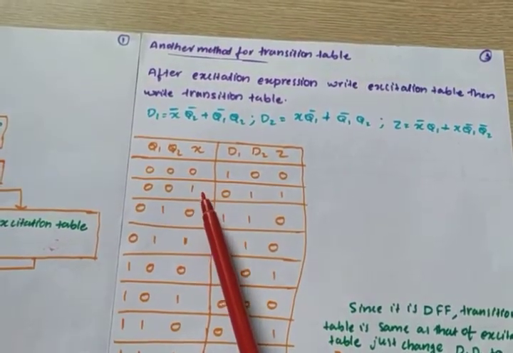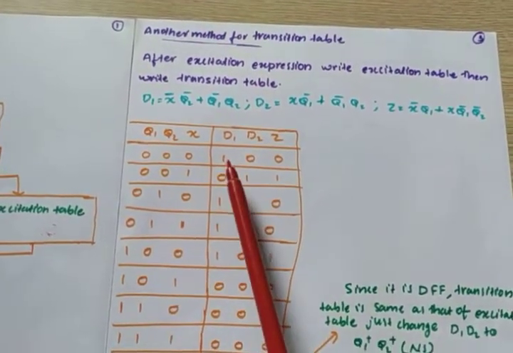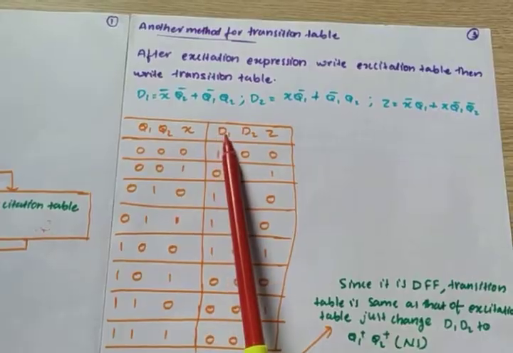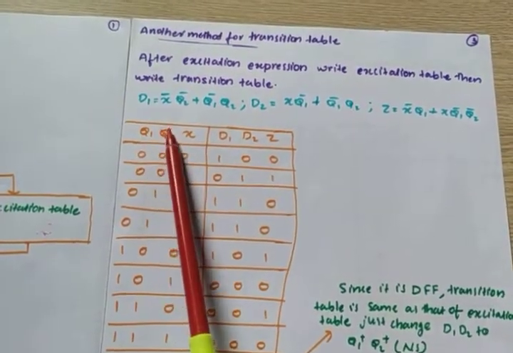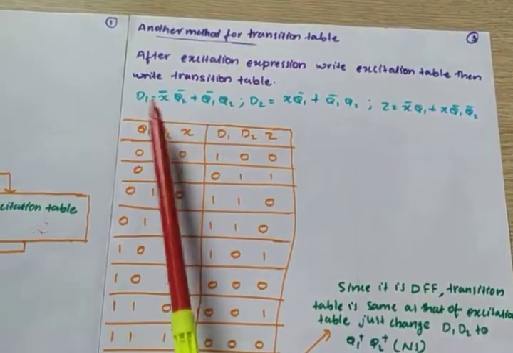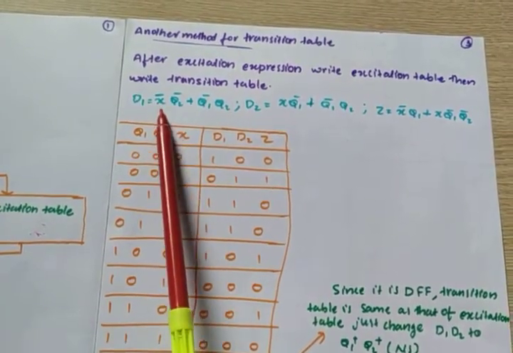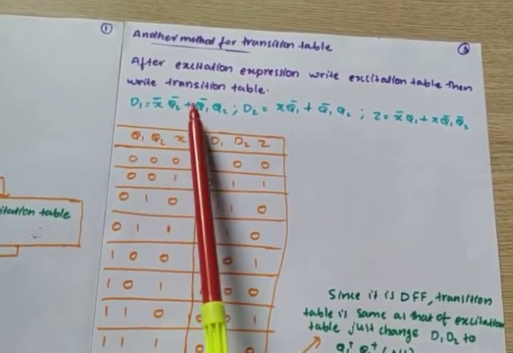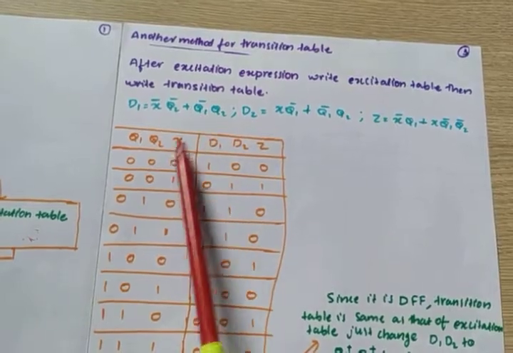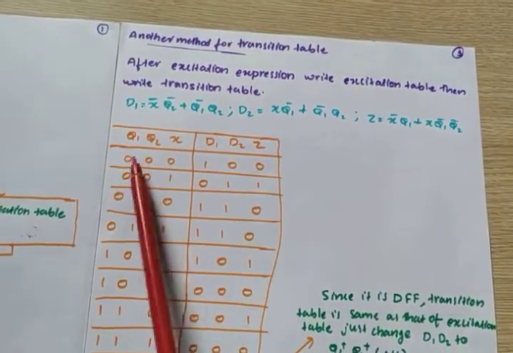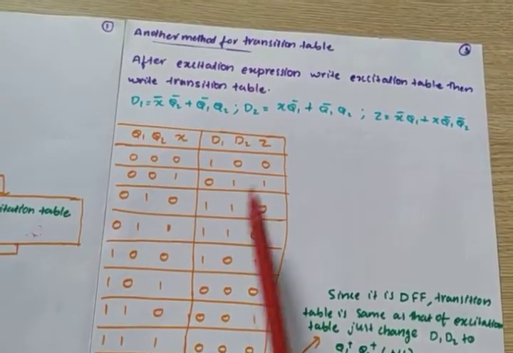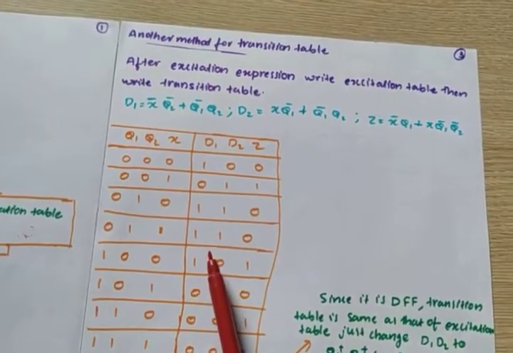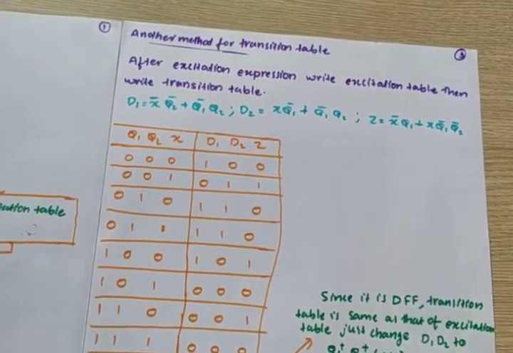excitation table. You know what an excitation table is. So Q1 Q2 0 0, for input 0, what is D1? You substitute the values here, for Q1 Q2 you substitute here, and the X value you substitute here. 0 complement is 1, so 1 into 1. Q2 is also 0, Q2 bar is also 1, so 1 into 1, 1 plus Q1 bar is 1, Q2 is 0, so 1 plus 0 is 1. Like that you have to write the complete terms, D1, D2, Z. And then you will get this excitation table. From the excitation table you write the transition table.